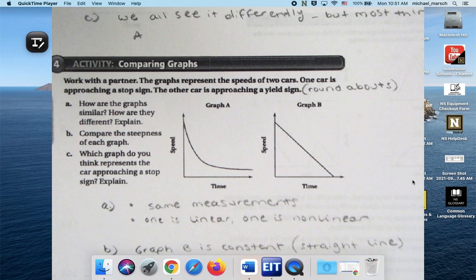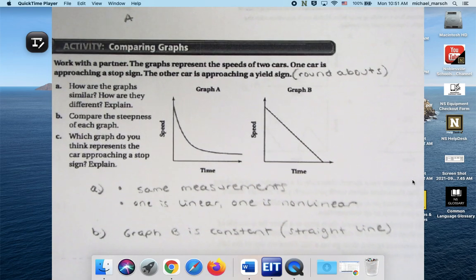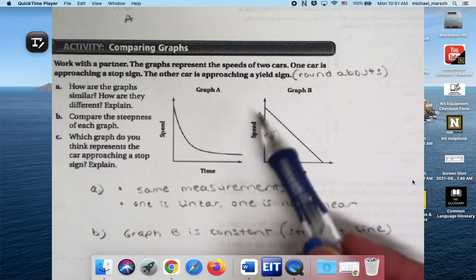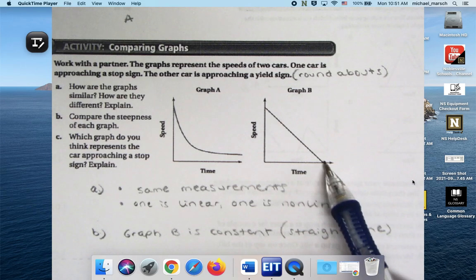All right, and which one represents a stop sign? Graph B. So one of them you come to a complete stop no matter what, right?